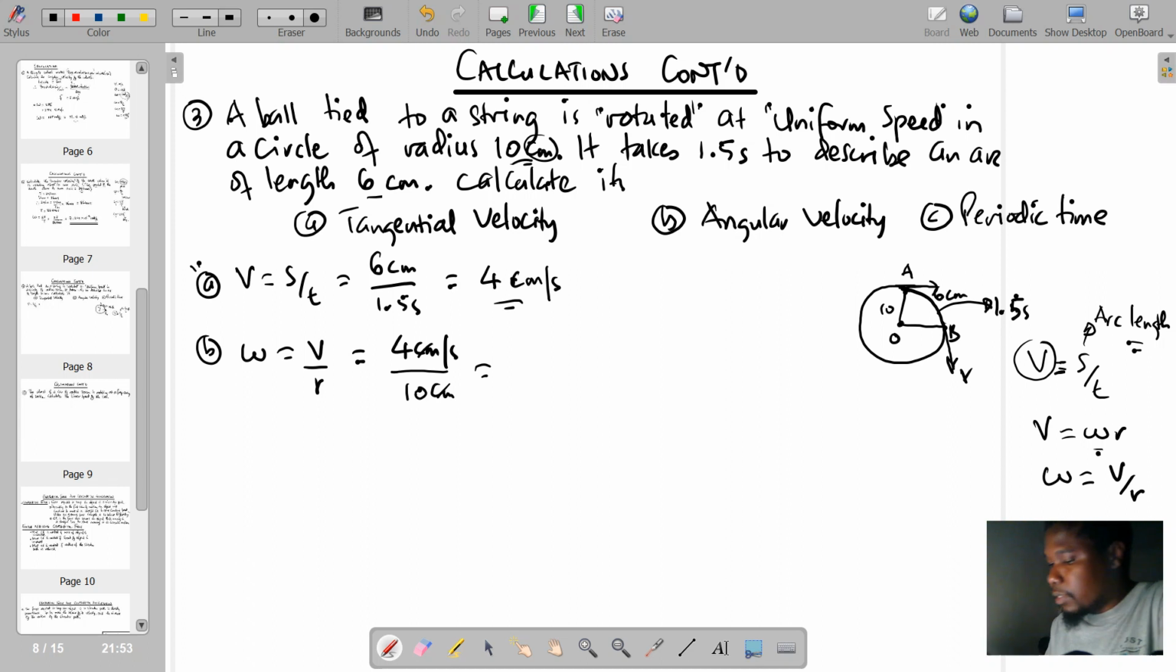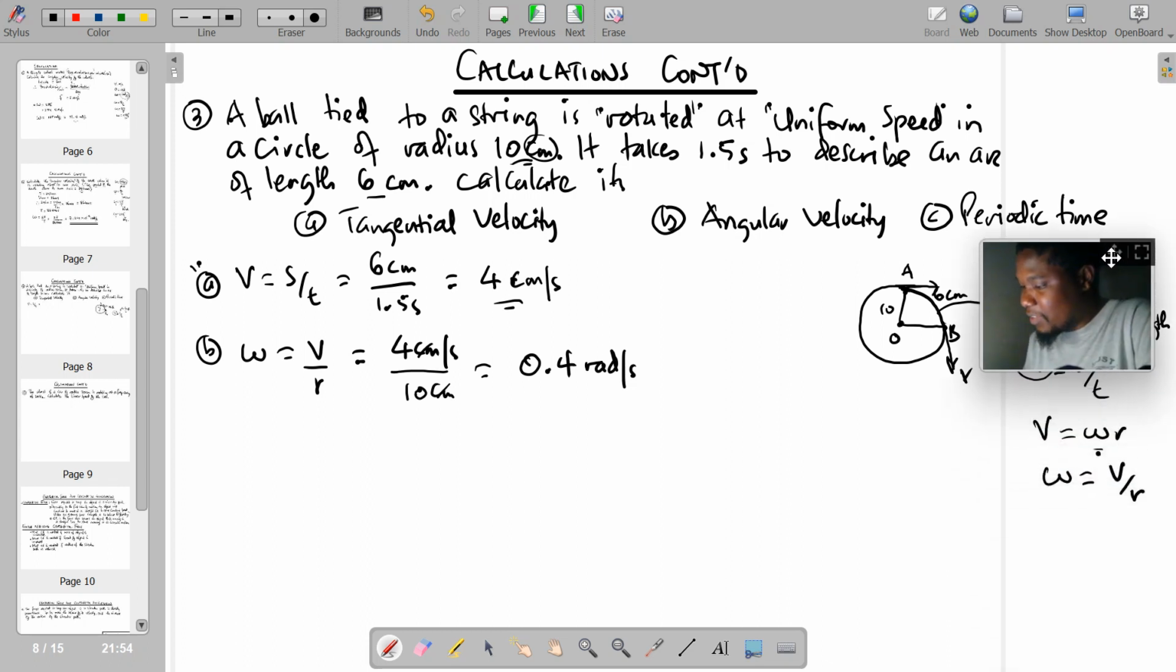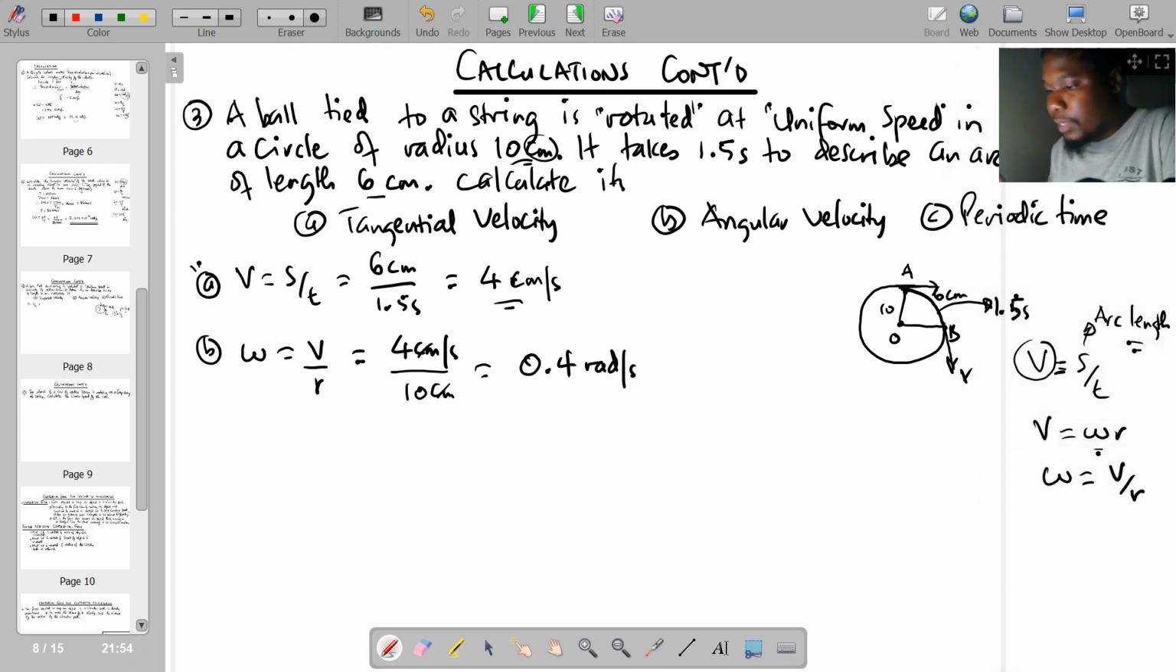These centimeters end up cancelling. So what we end up getting is 4 divided by 10. That gives us 0.4 rads per second. Every time you're calculating angular velocity, remember the units are rads per second.